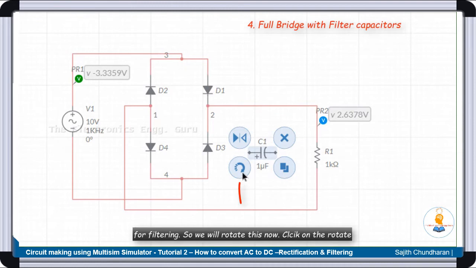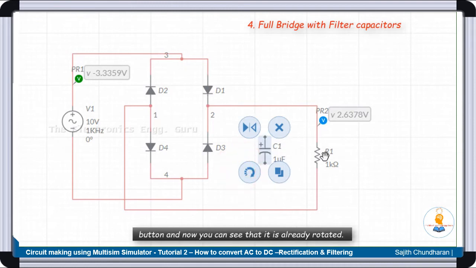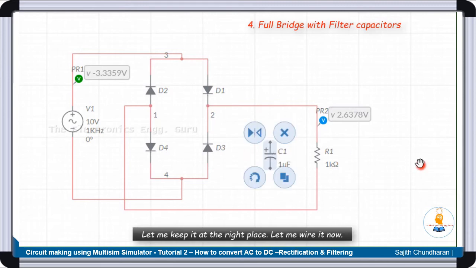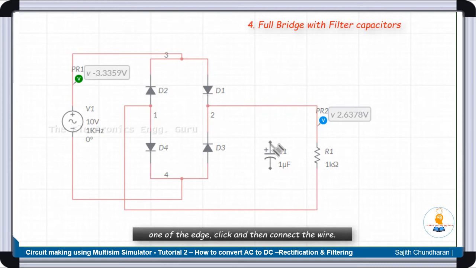So we will rotate this now. Click on the rotate button, and now you can see that it is already rotated. Let me keep it at the right place, right? So let me wire it now. For wiring, you have got to take your cursor near one of the edges, click, and then connect the wire. So you can see the same thing.